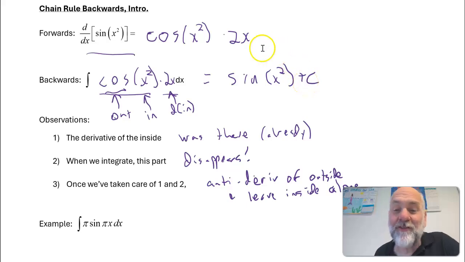And if you have any doubts, just say, okay, I know I've done the antiderivative right if I take the derivative of my answer, and that gets me what I started with, other than the dx. If you take the derivative of this, I think you'll convince yourself very quickly that this would be the derivative.